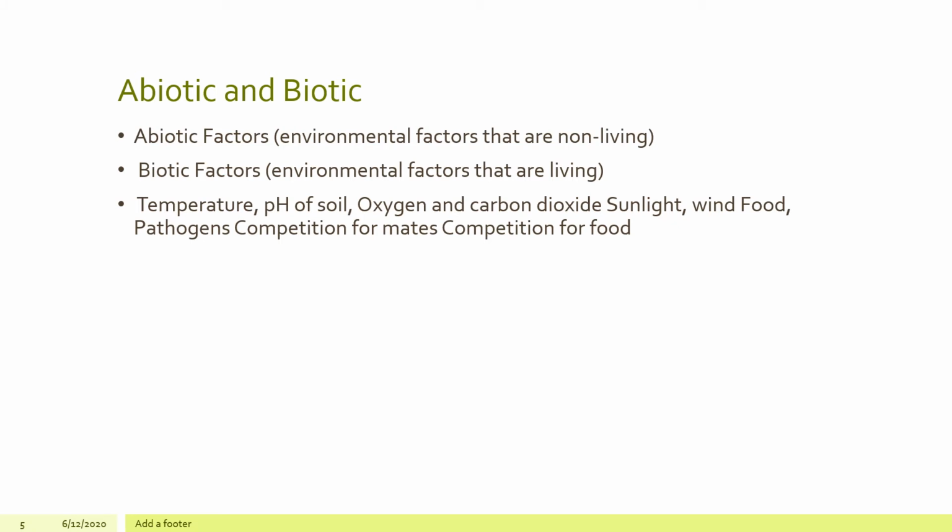Abiotic and biotic factors. Abiotic factors are environmental factors that are non-living. On the other hand, biotic factors are environmental factors that are living. Abiotic factors can be chemical or physical, but not biological. Important abiotic factors are light intensity, water, the pH of soil, temperature, oxygen, and carbon dioxide.